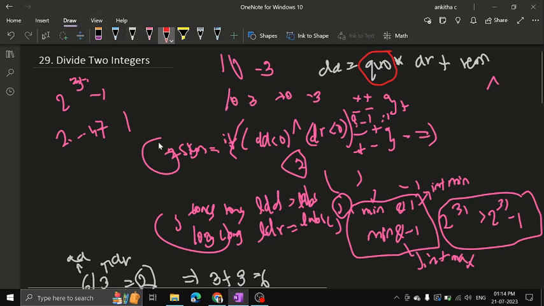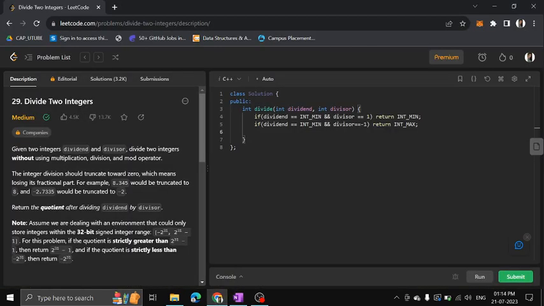The second step was this sign. So again calculate: sign is equal to, first you have to check whether dividend is less than 0 XOR divisor less than 0. If any one of them is true, then -1 will be the answer, otherwise 1. So sign will be -1 if either of them is less than 0. If both are less than 0 or both are greater than 0, then the answer will be 1.